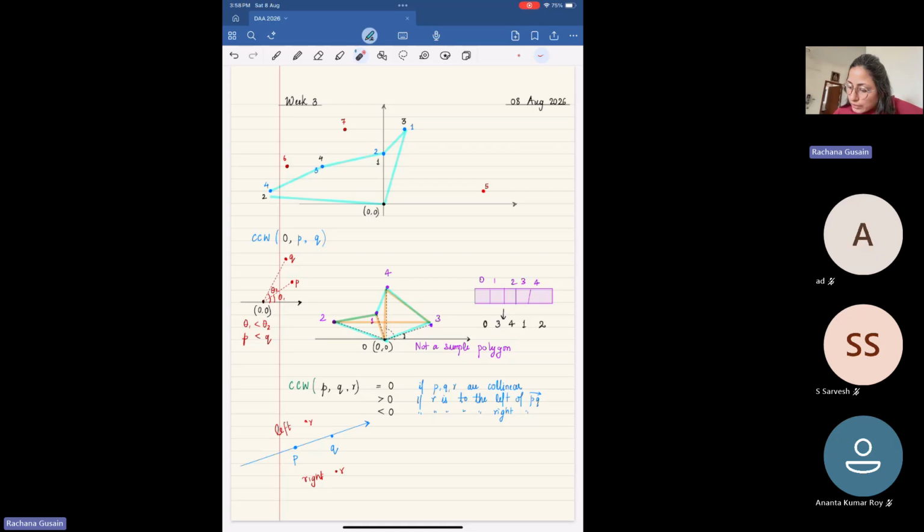Based on this, if P were to come before Q, what should the CCW test return to me? If you look at the orientation of Q with respect to 0 and P, where does Q lie?